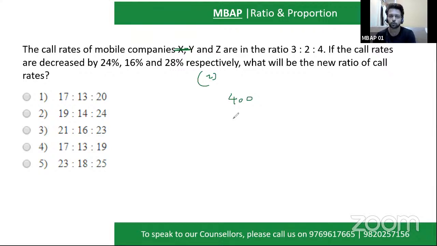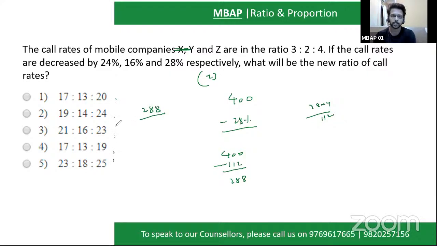Z initially was 400, reducing 28% of 400. What is 28 into 4? The value is 112. So 400 minus 112 will give you how much? 288. The only thing I will do now is check whether 288 is divisible by which of the following options.